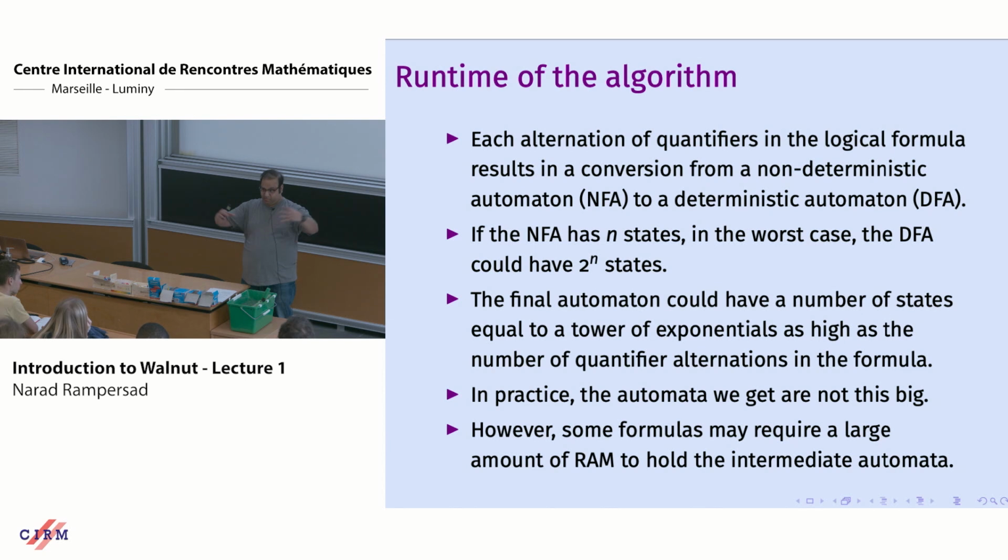So if you have a big formula with lots of alternating quantifiers, the possible size of the automaton you could get in the very worst case is a tower of exponentials, 2 to the 2 to the 2 to the n. The tower is as high as the number of alternations of quantifiers that you had in your formula. But this actually doesn't usually happen for things that you do naturally in practice. Most of the time, you do not get such a huge blow up in states. But if you're doing something really complicated on a computer, you may need a very large memory to hold these intermediate automata that can be pretty massive.